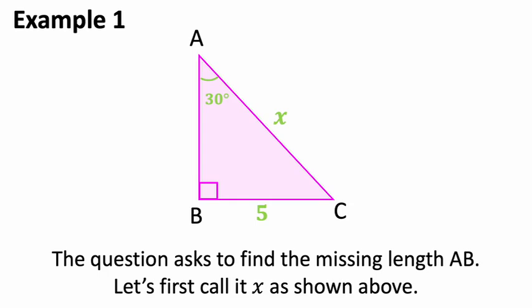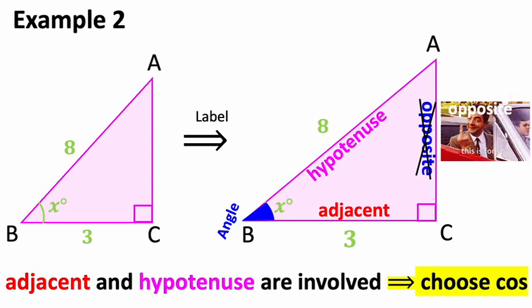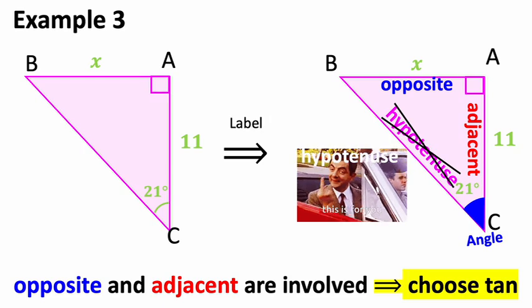Which trig ratio to use? Is it SOH, CAH, or TOA? Sine, opposite hypotenuse, use sine. Cos, adjacent hypotenuse, use cos. Tan, opposite adjacent, use tan.